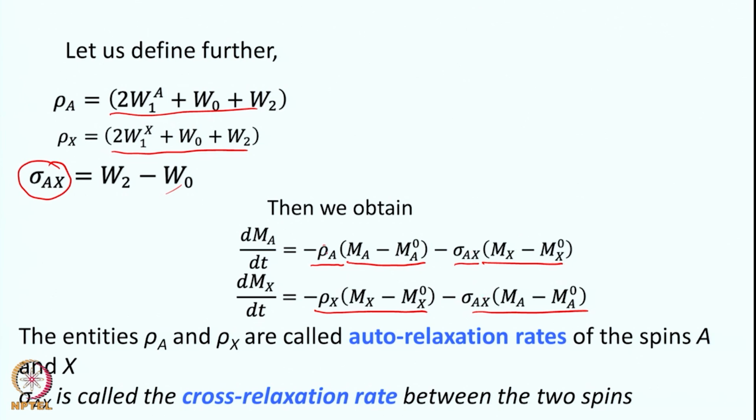Now if you look at what is happening, this is the autocorrelation function, because they are correlating with themselves. So, A is correlating with A. One can define rho A and rho X as the auto relaxation rates for spin A and spin X, and sigma AX is called the cross relaxation rate. Self correlation means it is correlating with itself: what was the magnetization or population at time t, with time t plus delta t. But cross relaxation is correlating with the other spin. So, sigma AX is called the cross relaxation rate between the two spins, A spin and X spin.